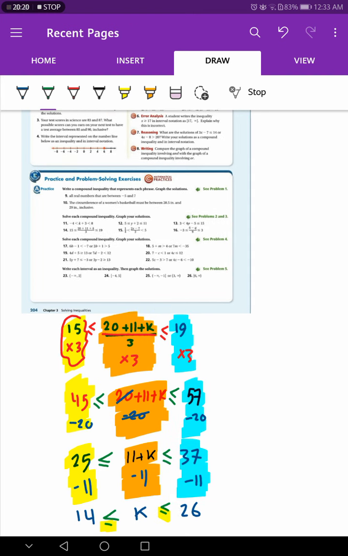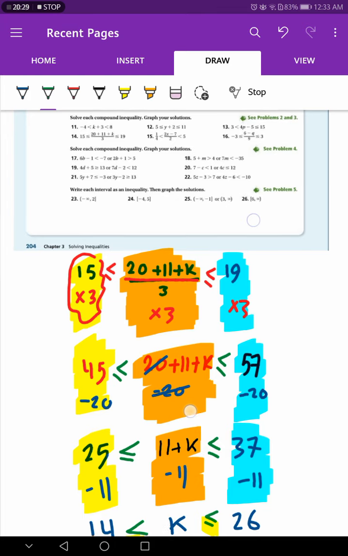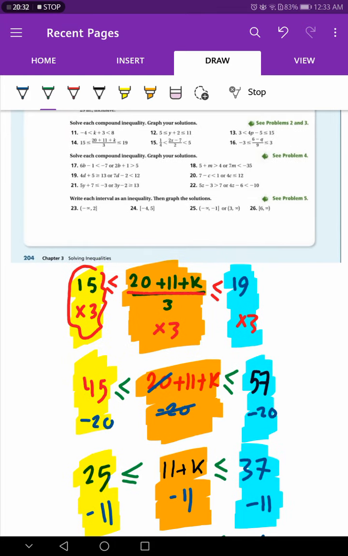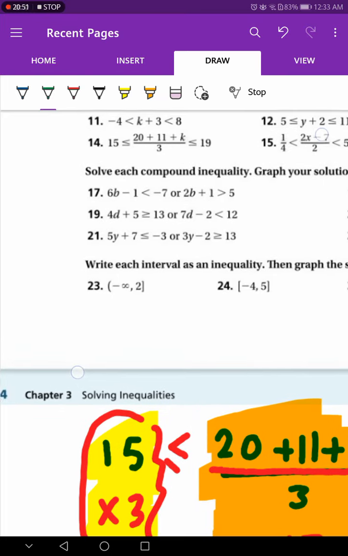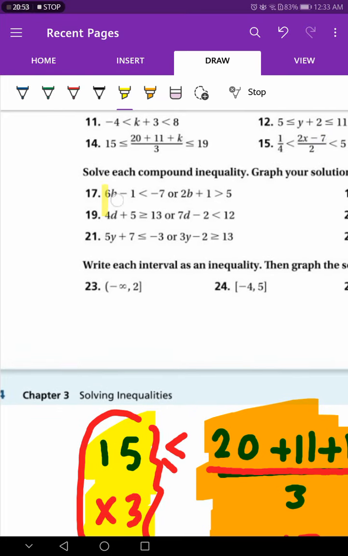So in this part I learned how to write the compound inequality that represents phrases, and I solved the compound inequality and graphed the solution. In the next video I will also solve the compound inequality, but you will take another form of the inequality like this one.